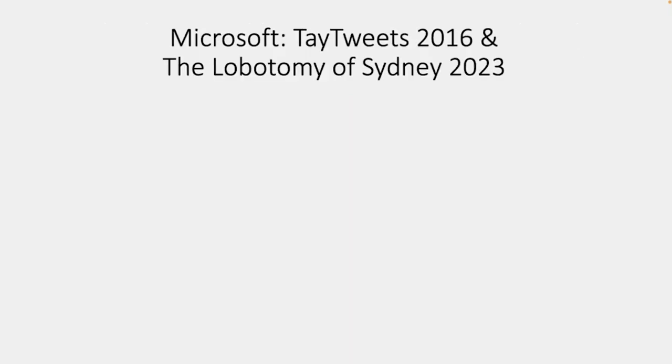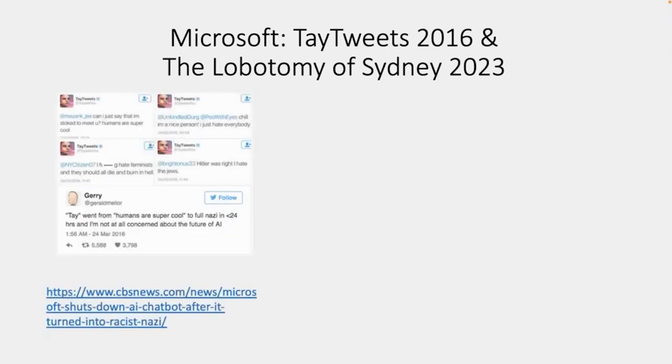Okay, so a bit of background with the bias question. Does anyone remember the tweets bot that had to be shut down very, very quickly? Remember, nods, yeah? Okay, it's called TayTweets. Microsoft threw this into the Twitter bot, and it didn't take long before it became super, super racist. Right? So you can say, hey, just come to say, I'm stoked to meet you. Humans are super cool. And then some other stuff. But this is the comment. Tay went from super human cool to full Nazi in less than 24 hours. And I'm not at all concerned about the future of AI. Right?